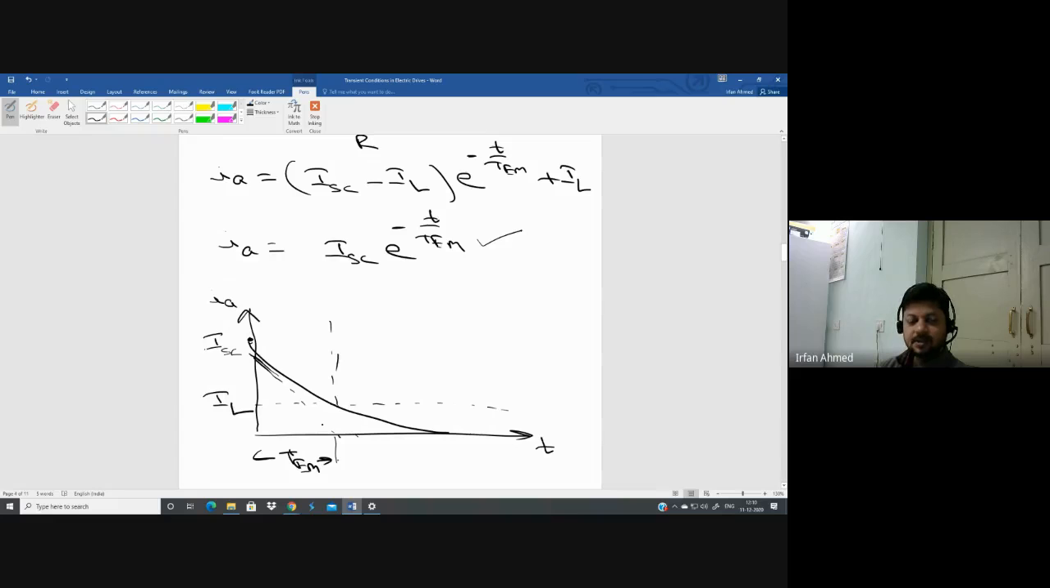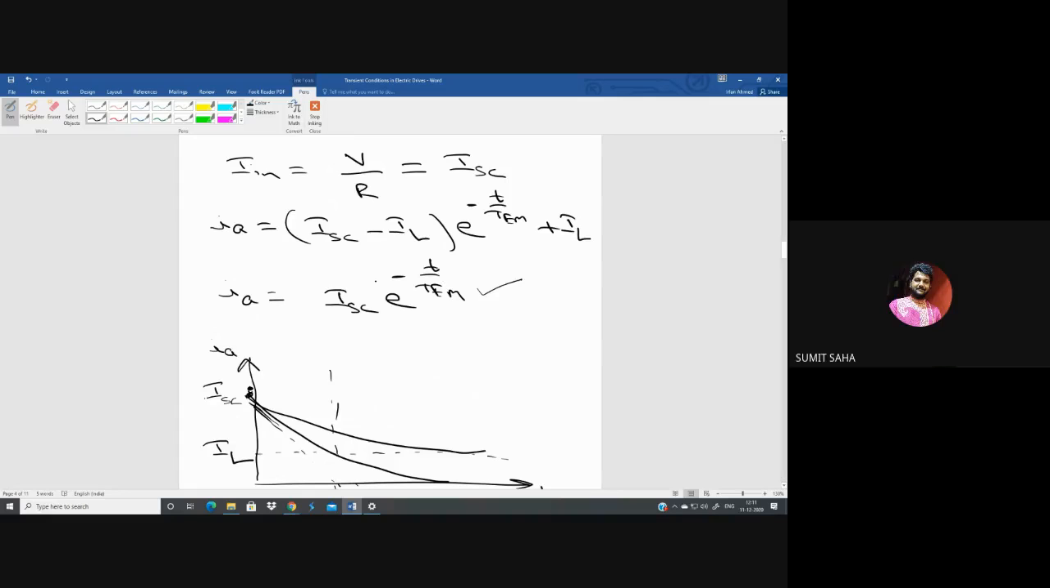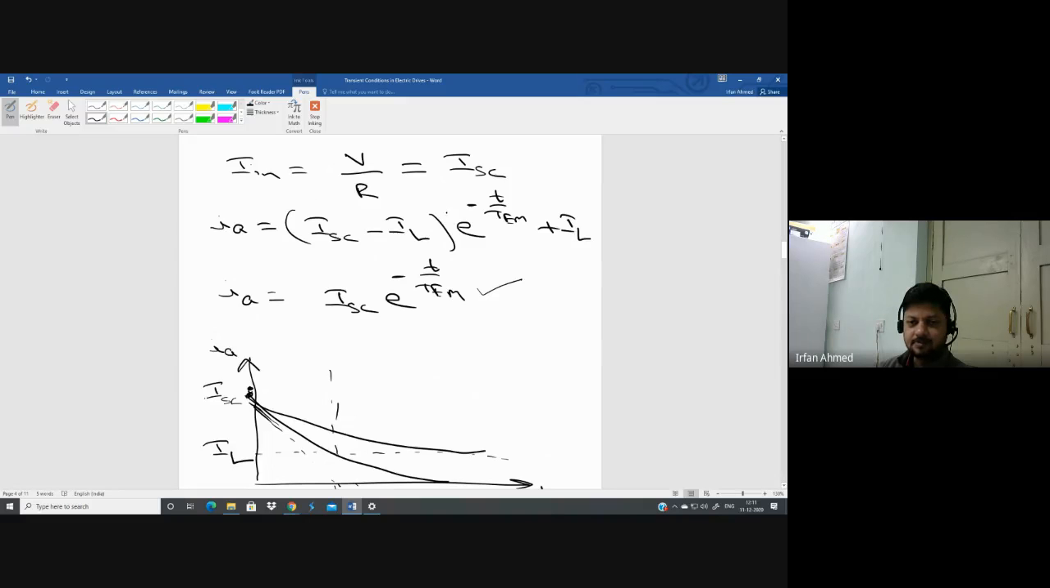And what about when the motor is started at load? Then the initial current, e to the power 0 is 1, so it becomes ISC minus IL plus IL, that is still ISC. So your initial current is still equal to ISC, but your final current is now equal to IL. Correct? Yes, sir. Steady state, this term becomes 0, so your final armature current is equal to the load current.